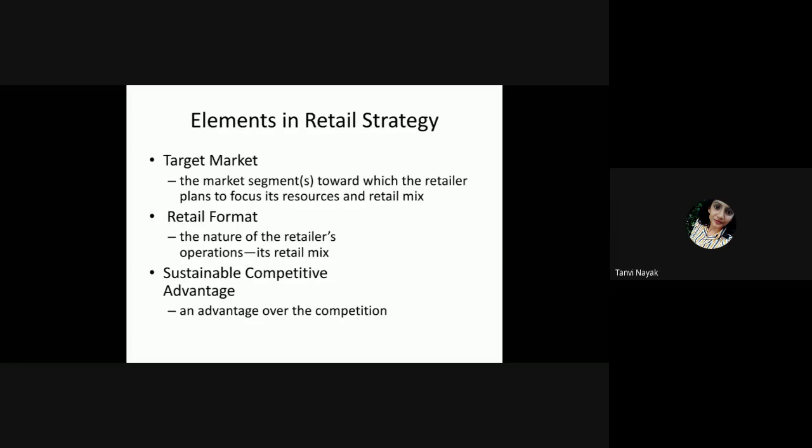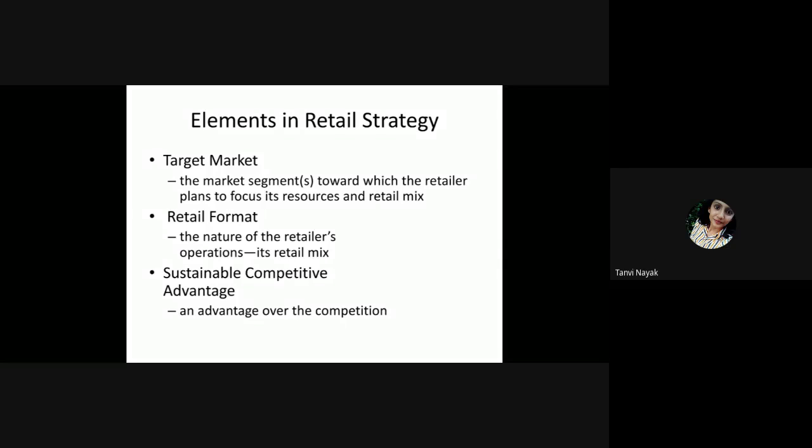These are the market segments on which the retailer will plan to focus more of the resources and the retail mix. Remember, when we select certain target markets, it is the duty of the retailer to find what resources are required to manage the target market, one. And second, how to make alterations in the retail mix.